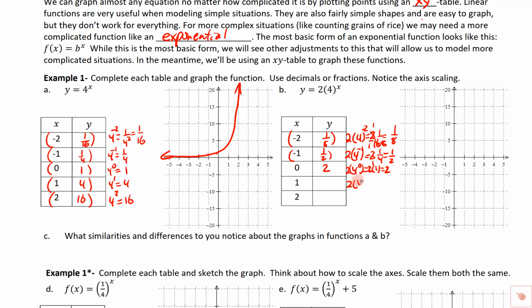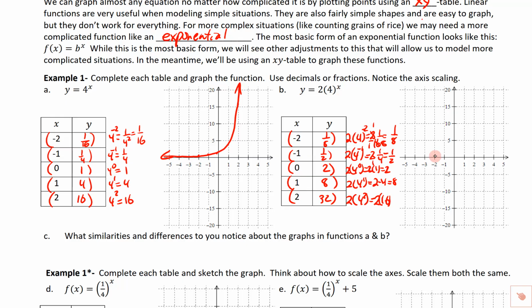And then 2 times 4 to the first, that would be 2 times 4, so we end up with an 8. And then 2 times 4 squared, this is going to be 2 times 16, so we end up with 32. So pretty big number there. So let's go ahead and graph this.